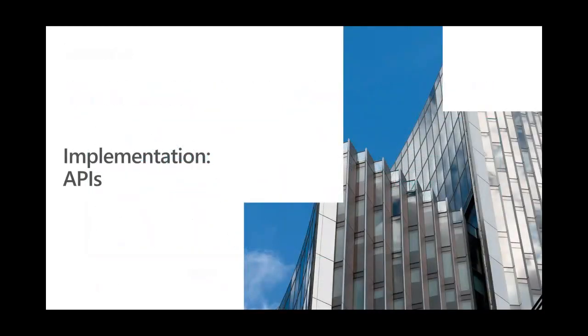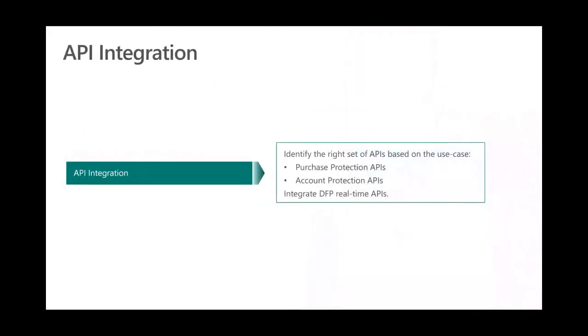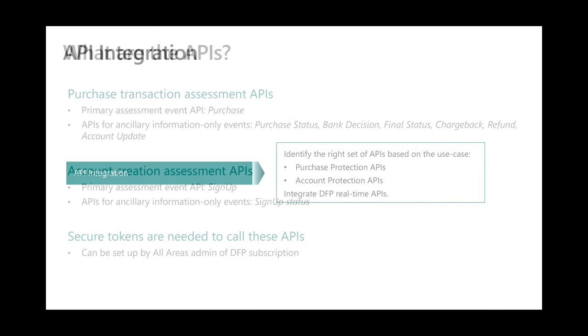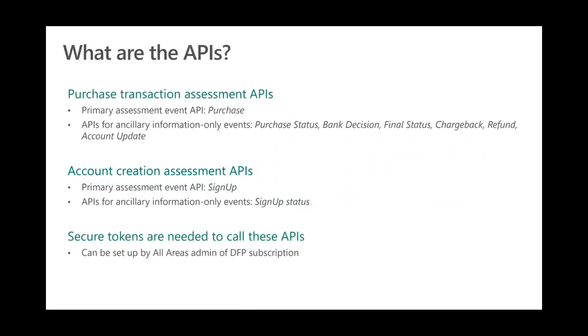A note on the APIs. For now, we have APIs for purchase protection capability and for account protection capability, and these are real time. Within purchase and account, there are again two kinds of APIs. One is the primary assessment event API, which does the actual job at the time of checkout flow. This API is called real time to assess the risk and help accept or reject the transaction. The other APIs are ancillary and they help train the machine learning models.